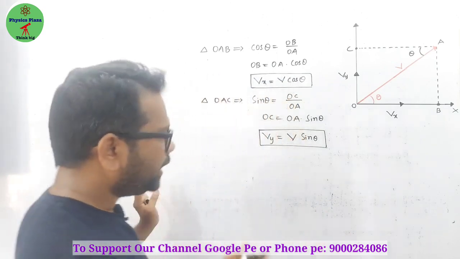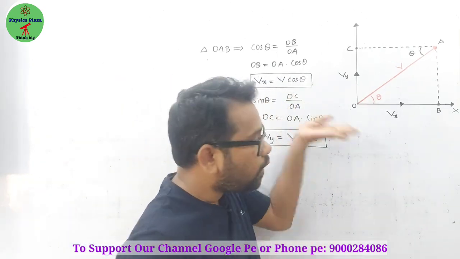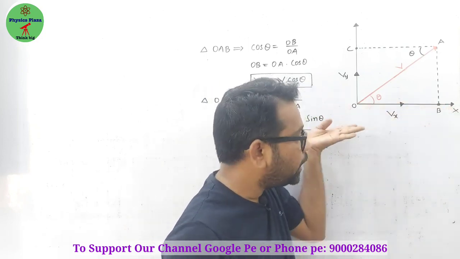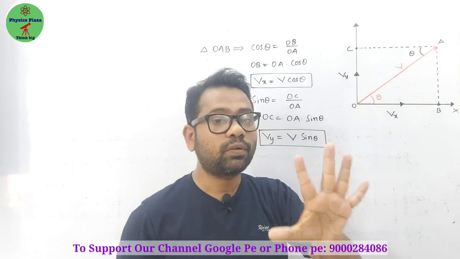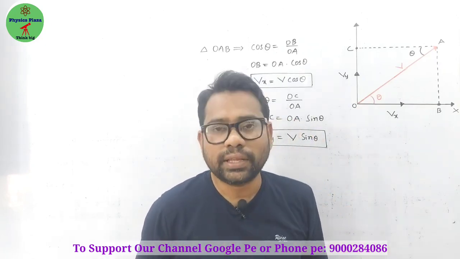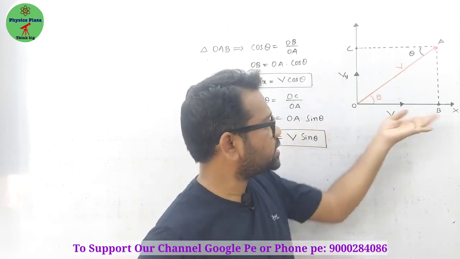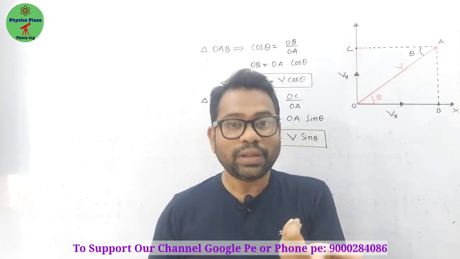Clear? Fine. And here some students will learn by heart. They will always think that along the x-axis the horizontal component will be cos theta, and along the y-axis it will be sin theta. Children, that is actually wrong. Don't learn by heart like that. It is not that along the x-axis it is cos theta and along the y-axis sin theta. No, it is wrong. So you are getting why it is wrong, right?